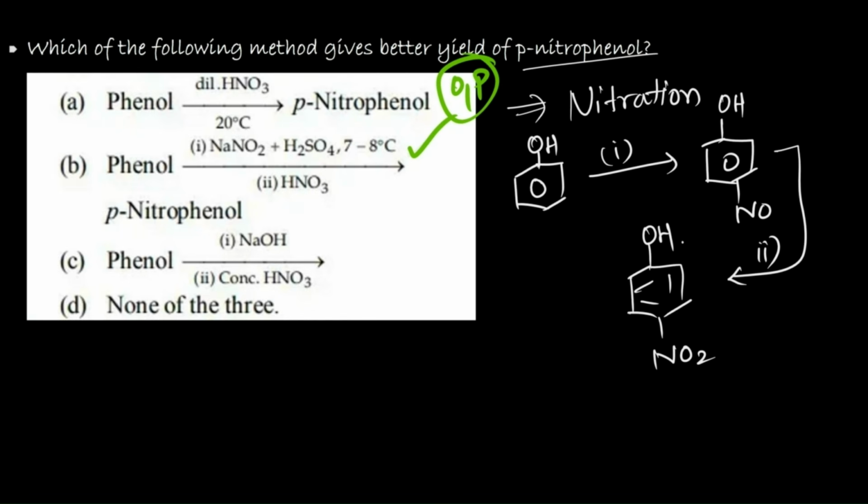Option C is not at all a valid combination, it will not form any product. Comparing A and B, B will give a better yield than A because para-nitrophenol is formed via para-nitrosophenol, which avoids the oxidation of the hydroxyl group. So that makes B the right answer. Moving on to the next question.